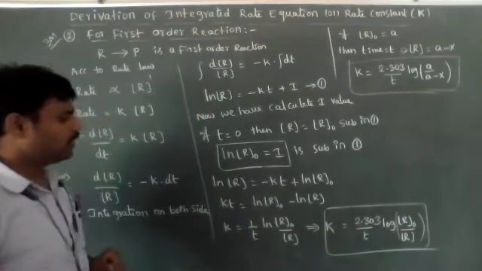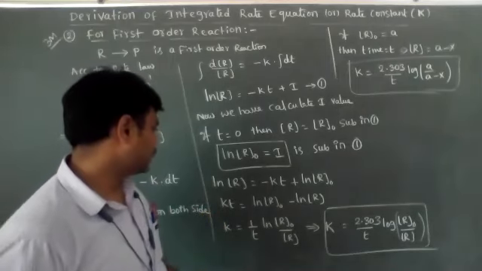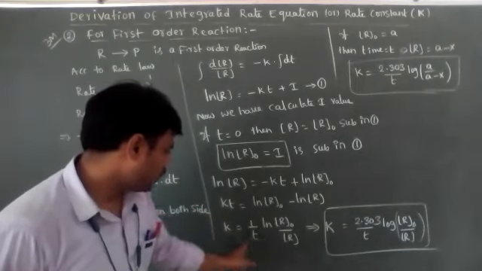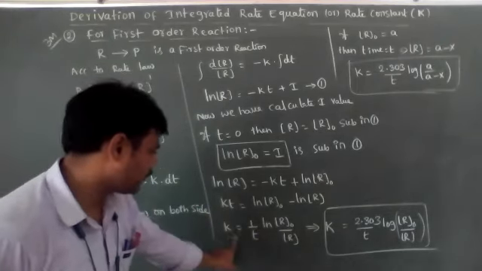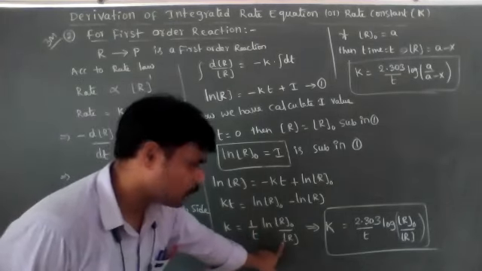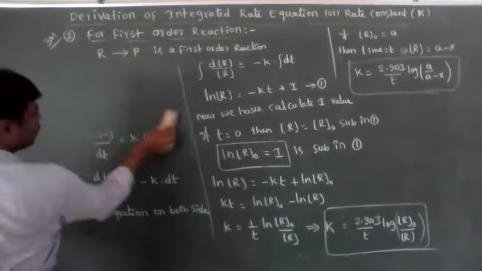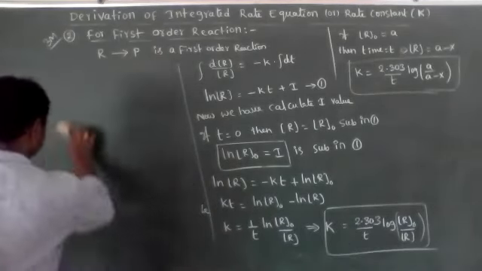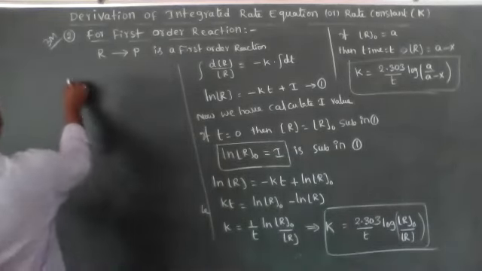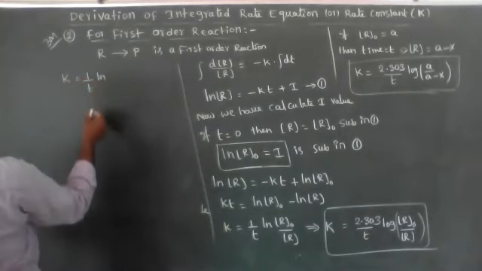Now let's see one more representation for a first order reaction. You just have to consider this equation, dear students: K equals 1 by t into ln R naught by R. The other representation is also very important. So K equals 1 by t into ln.